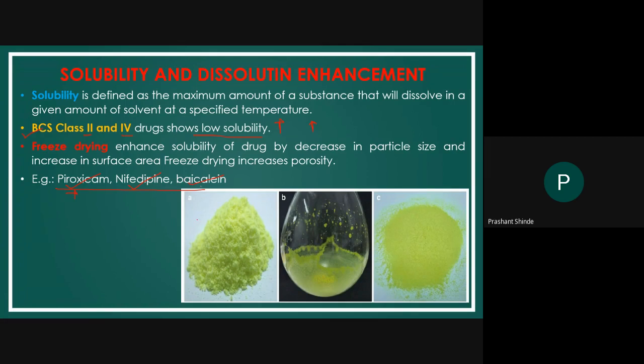For example, if you see the example for glycosin, this is the original glycosin. This is a solid dispersion of the glycosin along with the solubilizing agent, and this is your freeze drying product of the glycosin. This freeze dried product has somewhat more amorphous nature than your original product. That means it will increase the solubility of the drug molecule or your formulation. So by using this solubilization technique, we can increase the solubility.